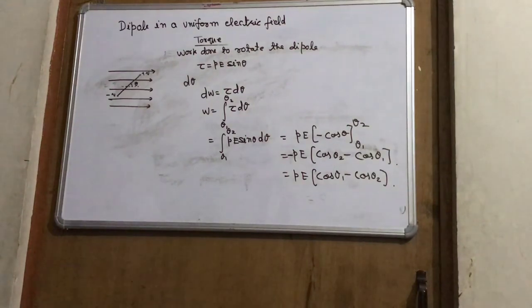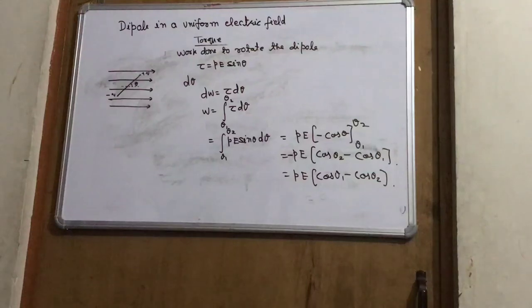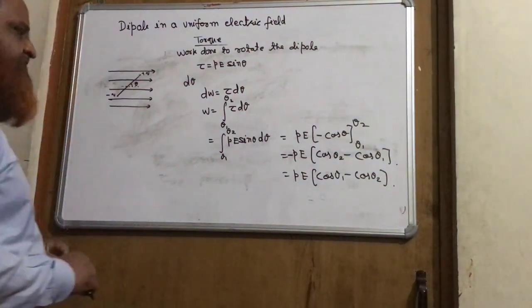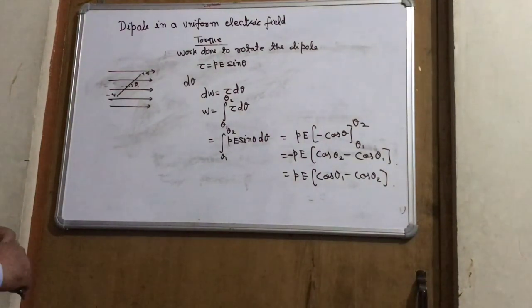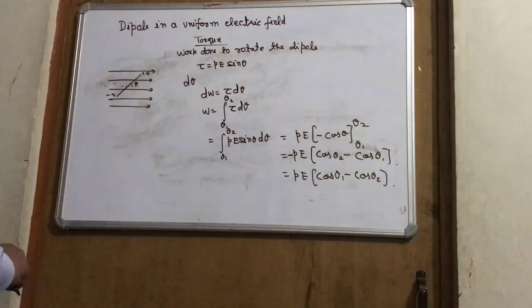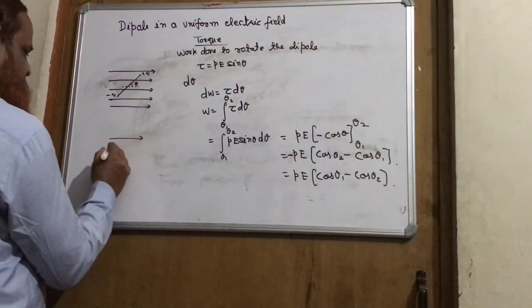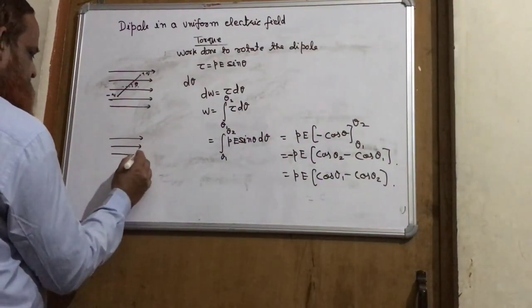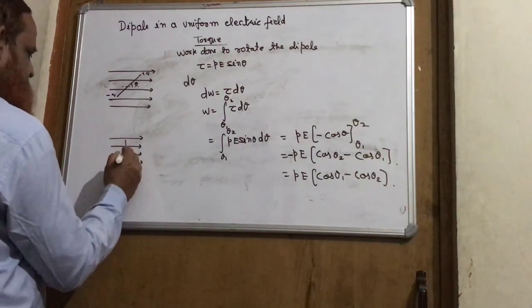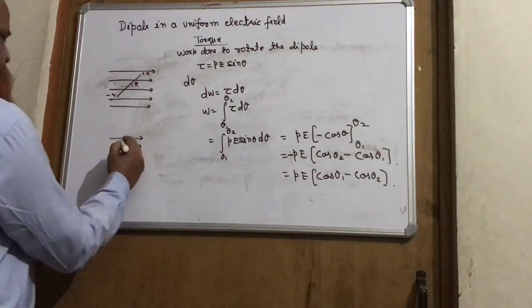Now, what is the potential energy of the dipole? The potential energy of a dipole can be defined as the work done to rotate the dipole from when it is initially at 90 degrees to some angle theta. In the diagram I can show you that initially the dipole is in this way, and we rotate it through some angle theta.